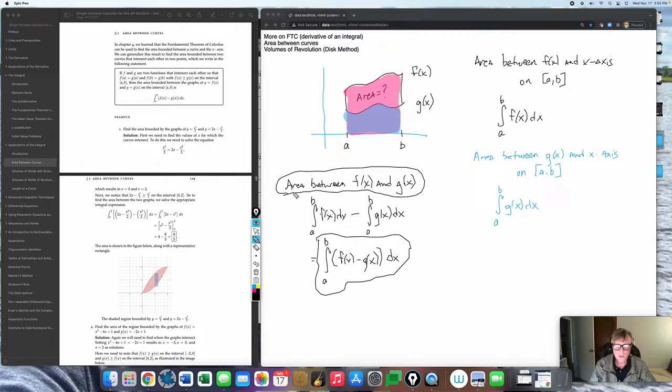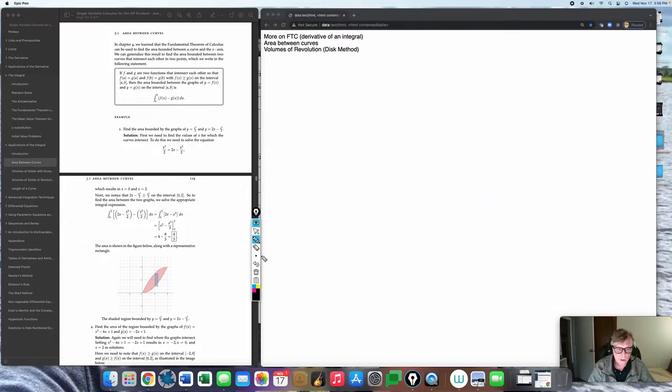Now, if you're learning this for the first time, write that down. You're going to need to use that formula quite often. So instead of doing two problems and then subtracting the answers, just do it all at once, subtract the two functions, and do one integral. It's much easier. All right, so let's take a look at an example here.